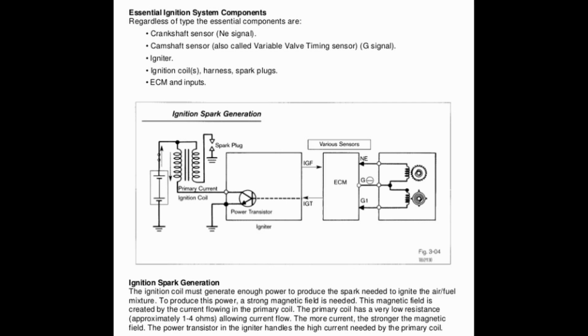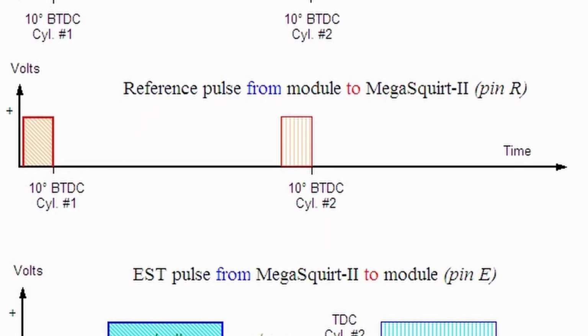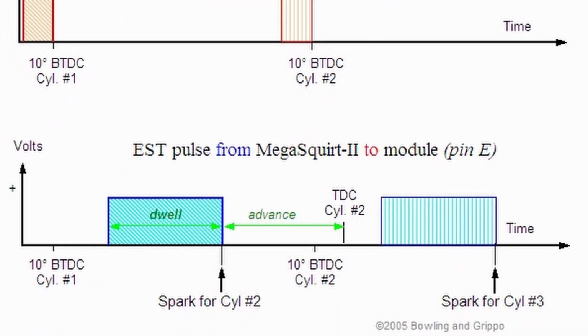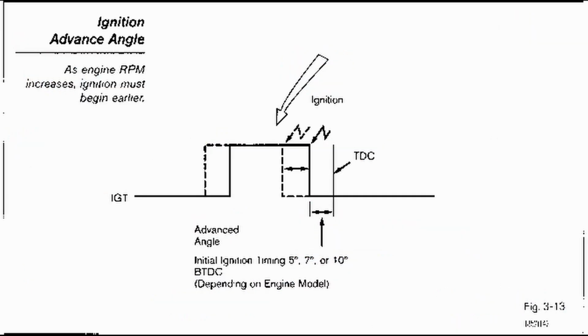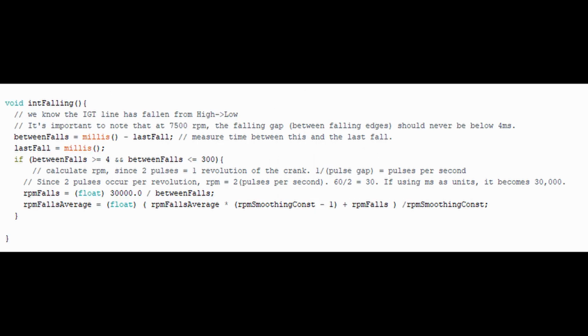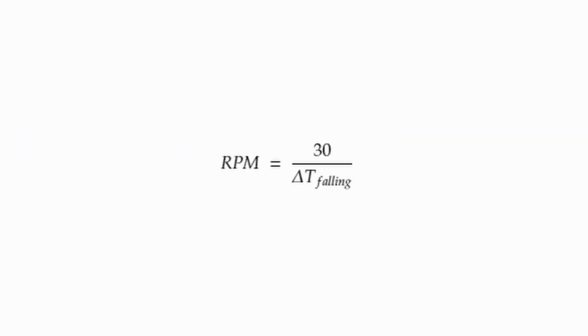On a normal 4-cylinder like the 3S GTE, the spark plugs fire at a rate of 2 sparks per revolution. Because we know these sparks happen when IGT is falling from high to low, or from 5 volts to 0 volts, it's pretty easy to determine the duration of the falling edges. So I set up the Arduino to measure the length of time between the falling edges and therefore get the duration between sparks, and used that in a formula for determining the RPM. The formula is quite straightforward to figure out.